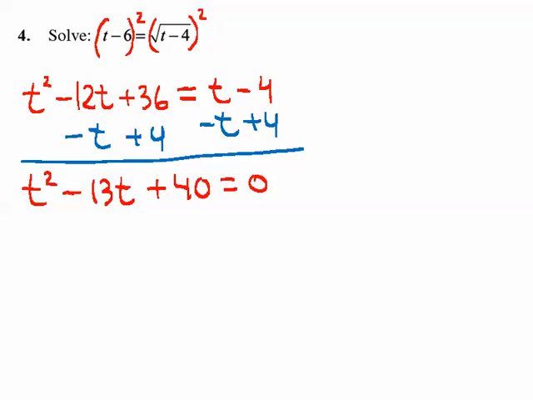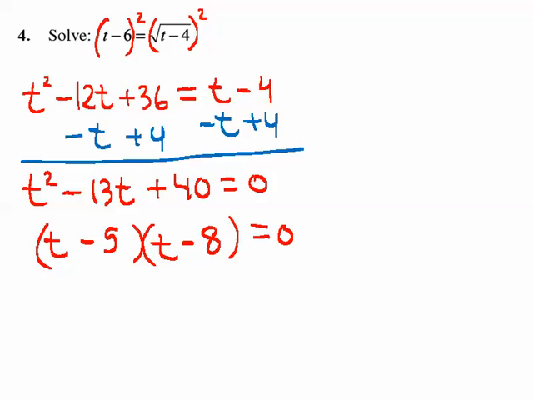So I need two numbers that multiply to 40 and add to negative 13. Negative 8, negative 5 would work, yep. So t squared factors into t minus 5 and t minus 8. All right, and the easy way here.